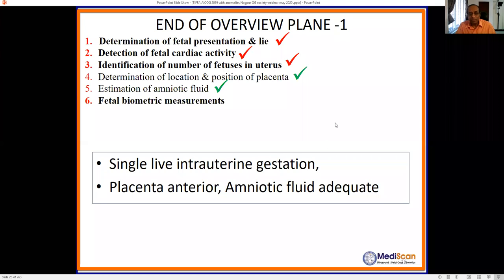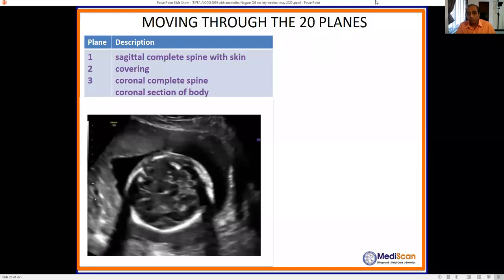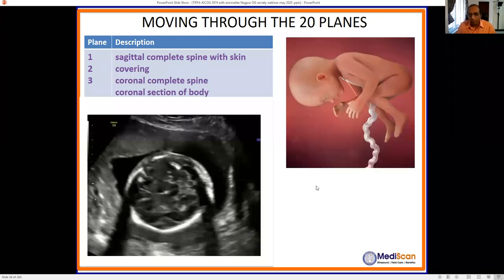Right. Next, let's start moving through those 20 planes. Now, I'm going to give you a picture here, which is going to tell you what is plane 1.